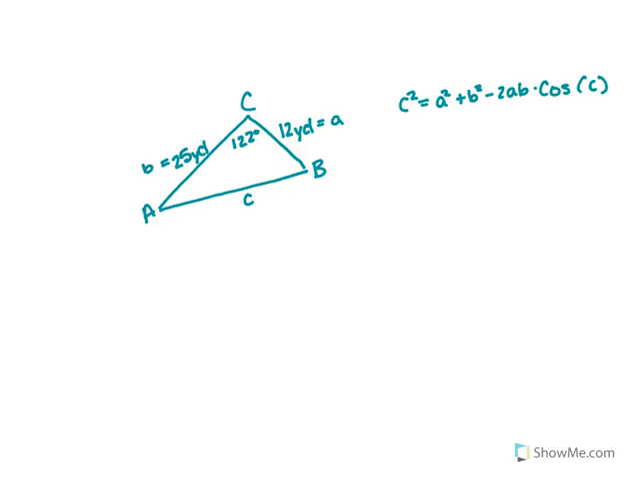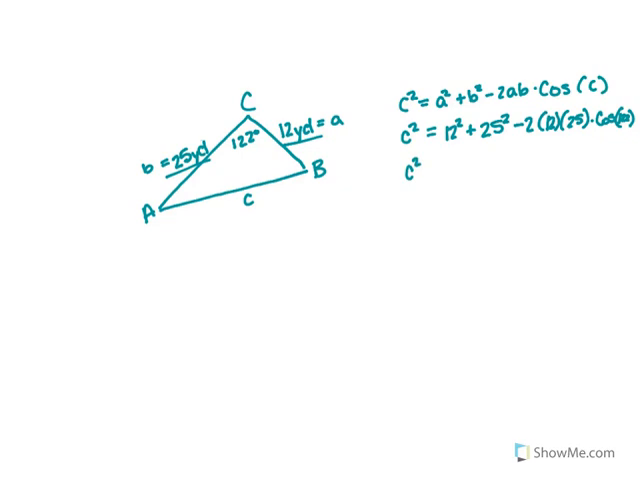Okay, so you should have done C squared equals A squared, which is 12, so 12 squared, plus B squared, which is 25 squared, minus 2 times A, which is 12, times B, which is 25, times the cosine of C, which is 122. Sorry, I'm writing a little small because I ran out of room. Go ahead and pause and type that in your calculator if that's not what you had before.